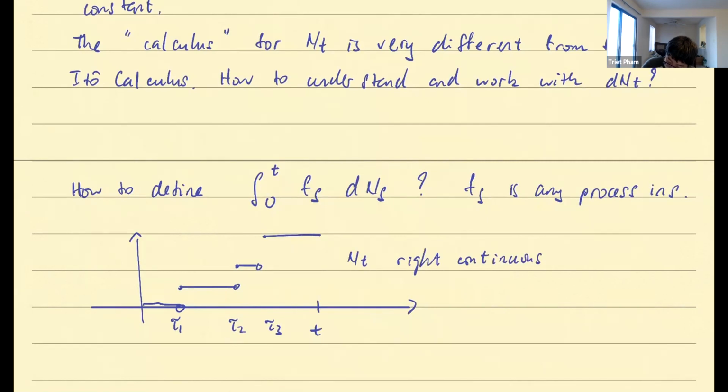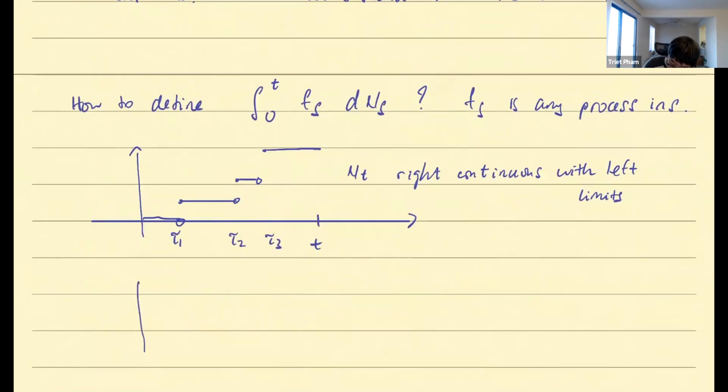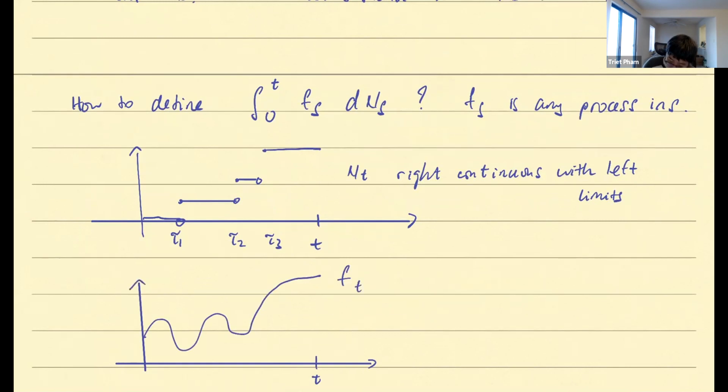With left limit. Okay. So of course you can still draw a graph for f. But f can be whatever you want, you know. Suppose this is f. Okay. So our goal is to combine these two guys together into an integral.